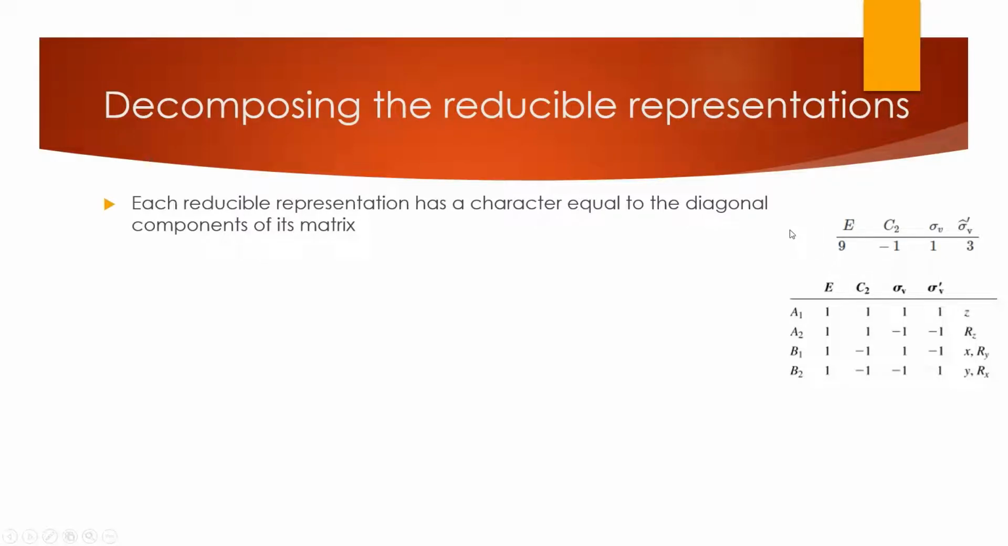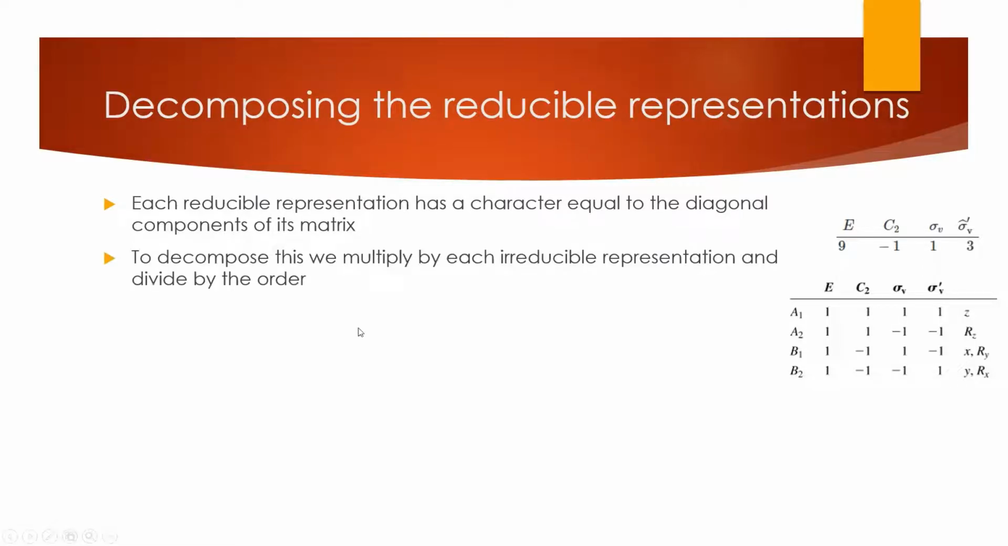Now, how do I take this and put it into irreducible representations? It turns out that we have a thing from group theory to do this. To decompose this, what we need to do is multiply this representation here by each of our irreducible representations in turn, and then divide by the order. And the order is the number of symmetry operations we have. So in this case, it's 4. And when we do that, we'll end up with a single number that tells us how many of these irreducible representations make up this reducible representation.